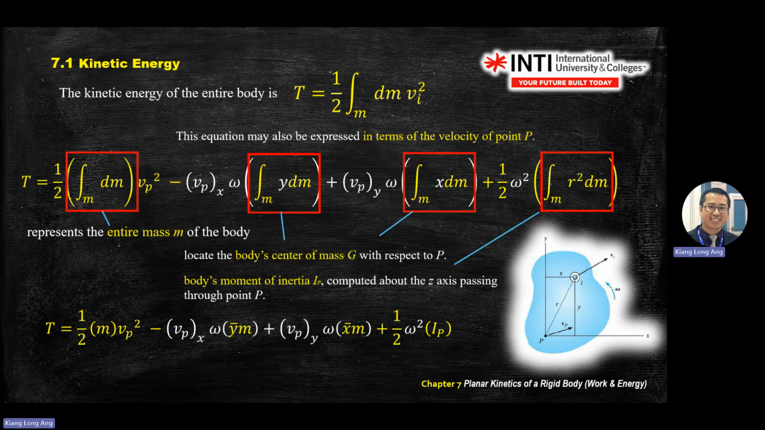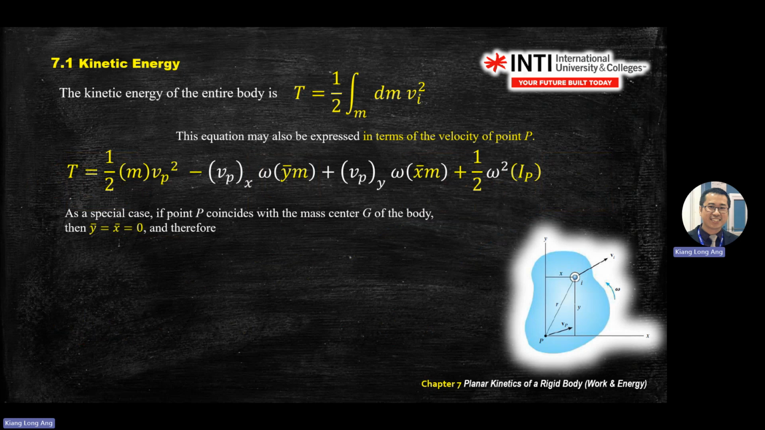Okay. So this is, you'll be familiar, half mv squared because of the mass effect. Then this second term is due to center of gravity. So V is a V omega, and Y bar is the average distance from the center of mass, multiplied by the M, plus the Y component, right? And the inertia, half omega squared IP.